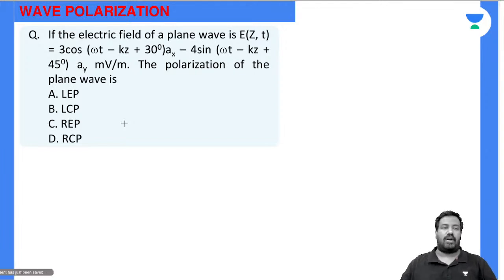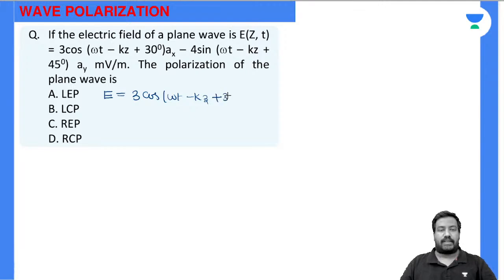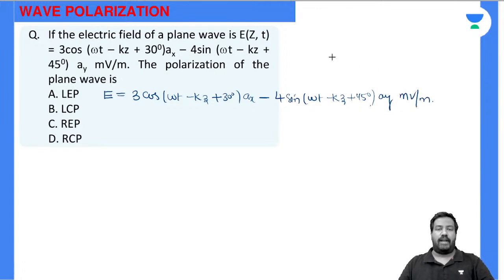For this question, let us solve. E is 3 cos of omega t minus kz plus 30 ax minus 4 sin of omega t minus kz plus 45 ay millivolt per meter. Find polarization. Very important problem. Try to find out carefully.